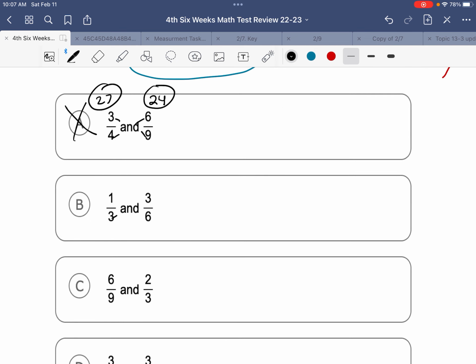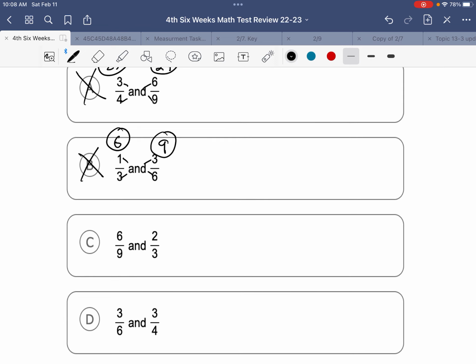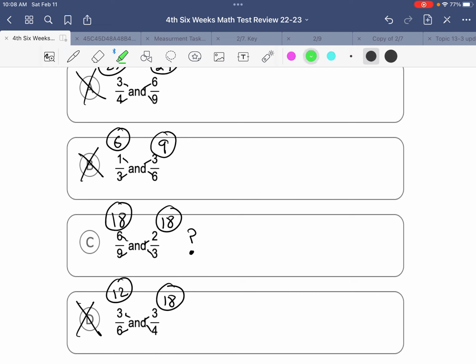Okay, B. 3 times 3 is 9. 6 times 1 is 6. Again, these numbers are not equal, so this is not my answer. For C, I have 9 times 2, I get 18. For 3 times 6, I also get 18. These numbers are equal, so maybe it's my answer. D, 6 times 3 is 18. 4 times 3 is 12. Again, these are not equal, so this is not my answer. The only one that has the same numbers is C. It's equal.